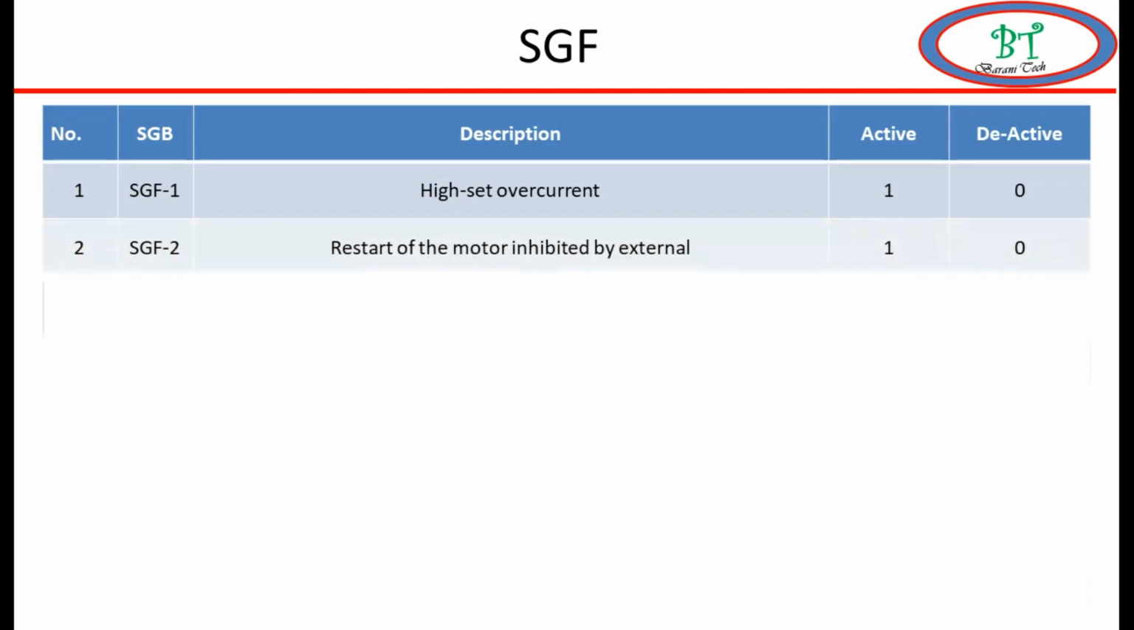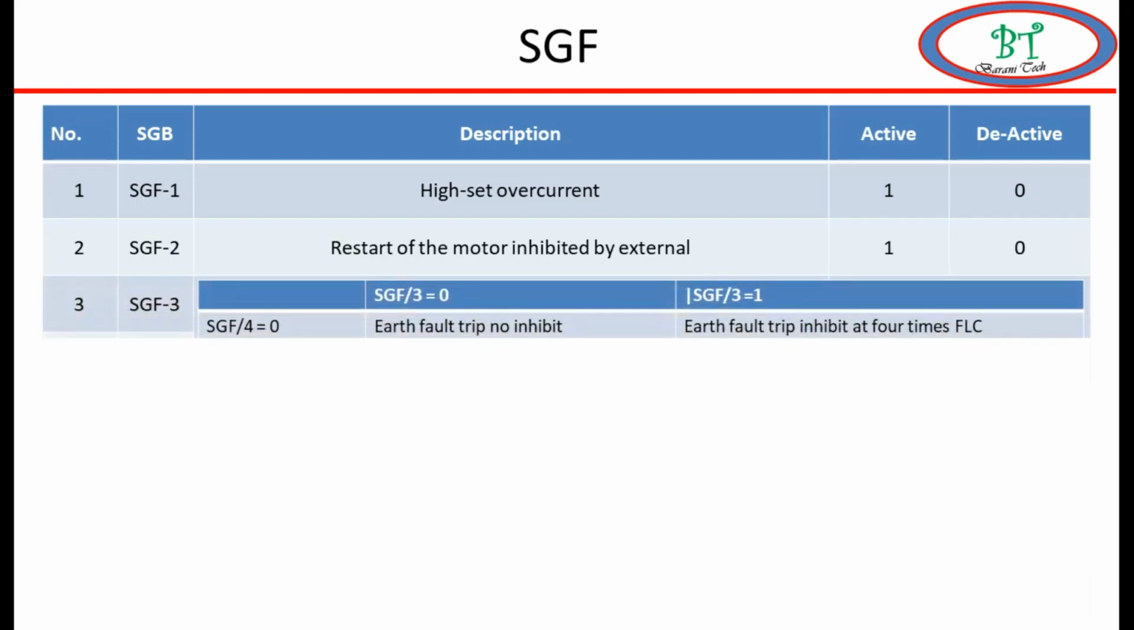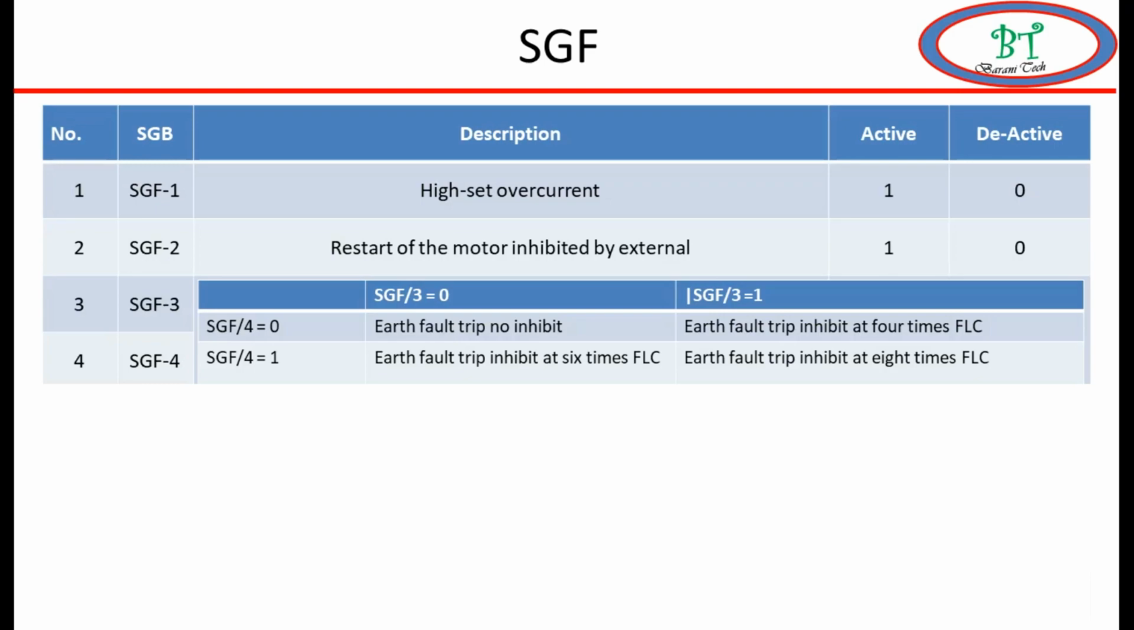Next for SGF2, if we keep 0, then the motor inhibit by external command is disabled. This external command is from SGB. This can be blocked by using this SGF2 also. If we keep 1, then it will be activated for the function linked to SGB2, restart of motor inhibit by external command. Now we see SGF3. When we keep SGF3 and SGB4, then the earth fault will not block during the starting time.